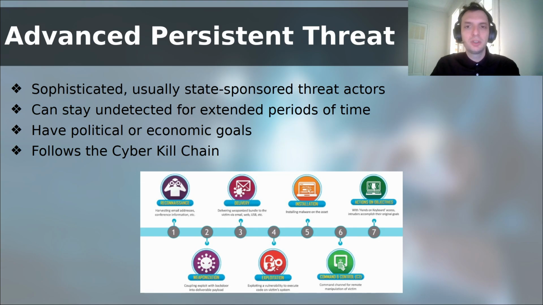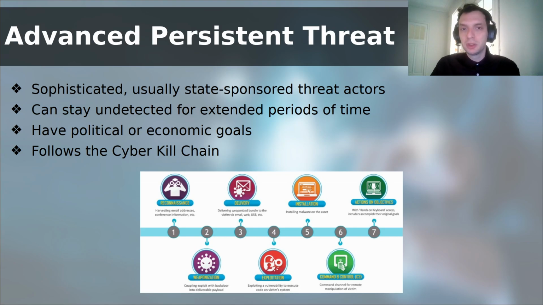In the last years, we have seen an exponential rise in the quantity and quality of cyber attacks that have targeted private, public, government, and military networks. One type of attacks that we have observed are the advanced persistent threats. These types of attacks are highly sophisticated, and usually they have been done by state-sponsored threat actors. These types of attacks are very difficult to detect and can stay undetected for extended periods of time in the network, which means that they can do a lot of damage.